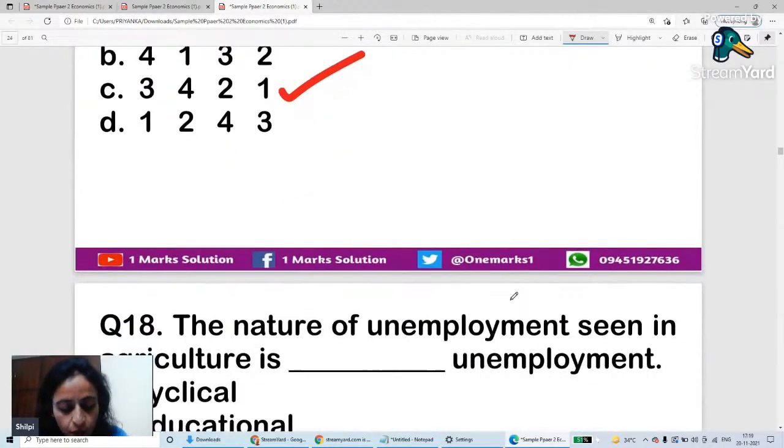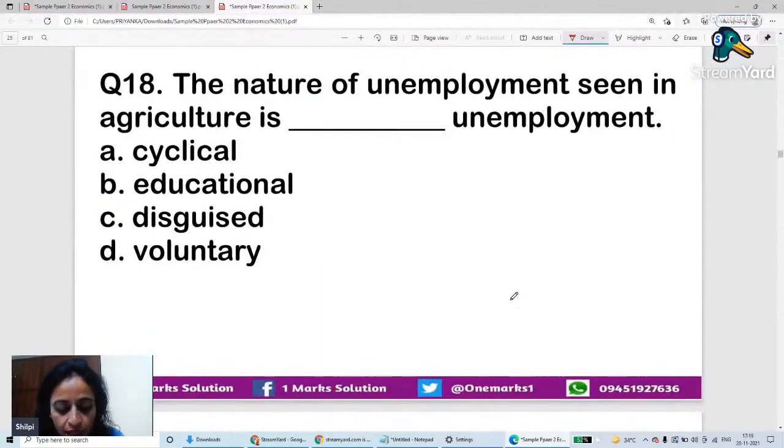Now, let's start with question number 18. Question 18 says, the nature of unemployment seen in agriculture is dash unemployment. If we are talking about the nature of unemployment seen in the agriculture sector, where more people are employed on the same farm, maybe because of the same family, who are not required, whose marginal productivity becomes zero. That type of unemployment is called disguised unemployment, which is very commonly found in the agriculture sector. Option C, disguised unemployment.